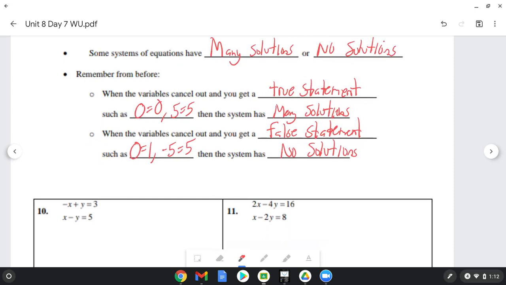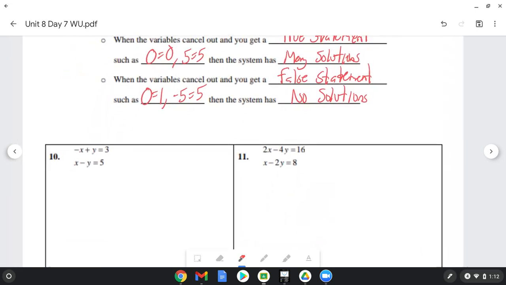So now, if we take a look at the first one, I notice that the x's and the y's are already exact opposites of each other. So they would cancel. So all my variables cancel. 3 plus 5 gives me 8. I have to ask myself, does 0 equals 8? Is that a true or a false statement? 0 does not equal 8 ever. So that would be a false statement. So if it's false, we said that there's no solution. And that would be your answer. That's all you got to do.